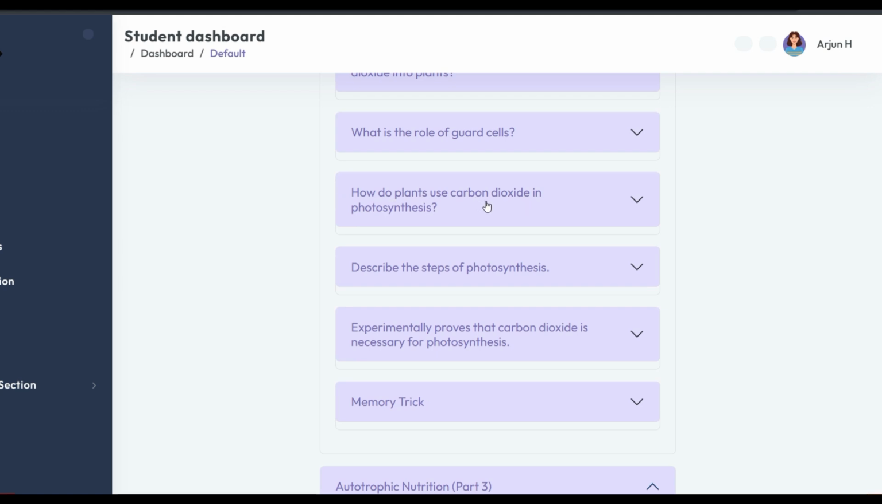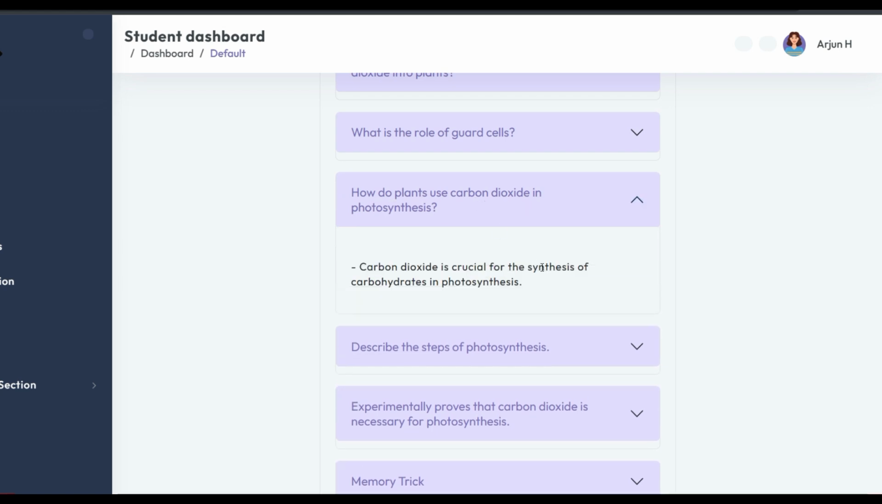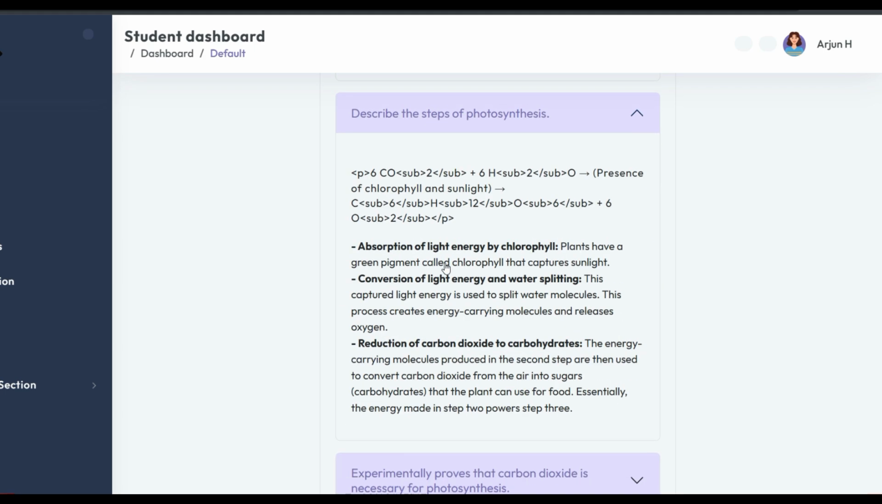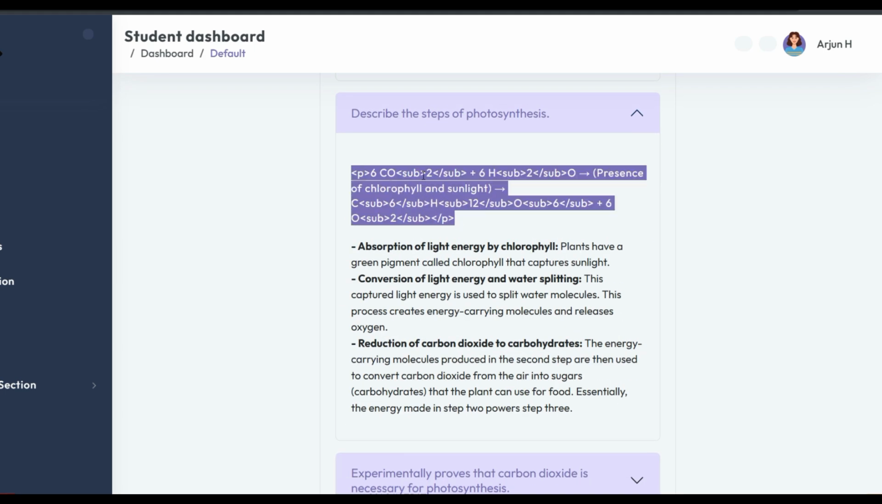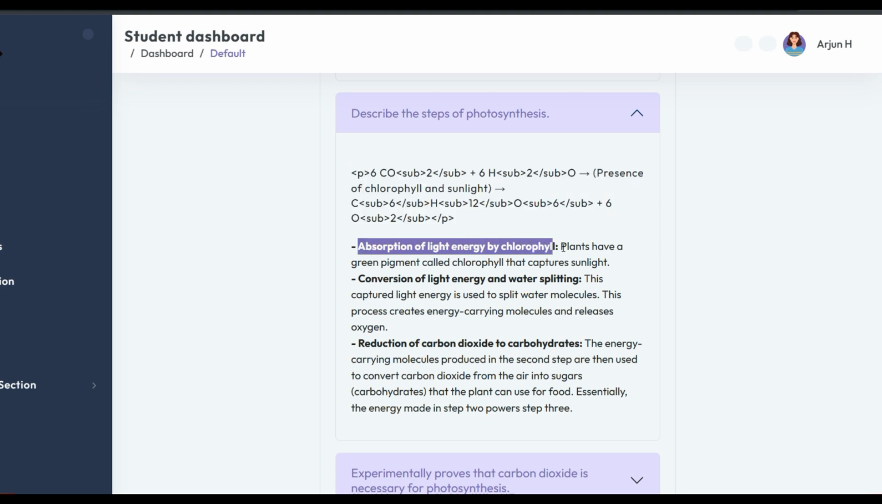Now, how do plants use carbon dioxide in photosynthesis? Basically, we can't forget this keyword, synthesize carbohydrate. It's crucial for synthesizing carbohydrates. Okay, guys. So what are the steps involved? Last. So this is supposed to be a balanced equation. I'll retype this. This is something that has happened. So absorption of light energy by chlorophyll, that happens. Right? Plants have green pigment called chlorophyll that will capture the sunlight.